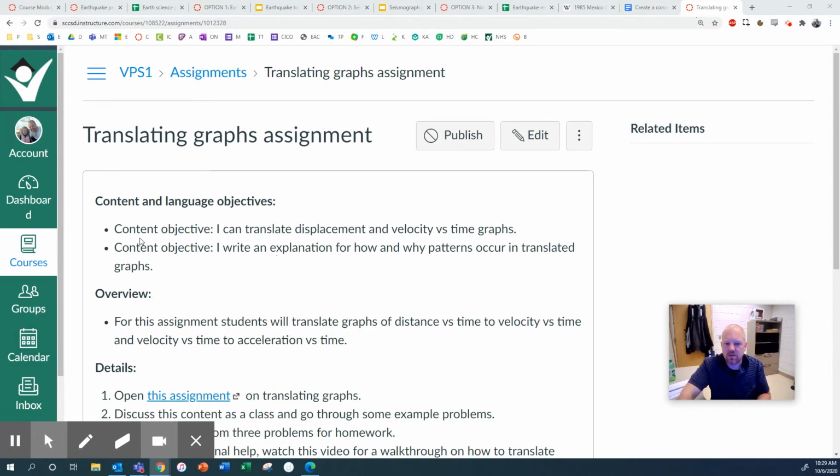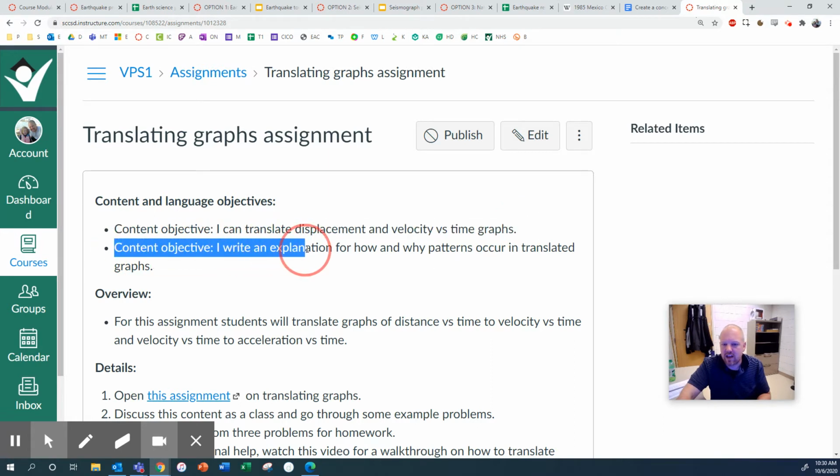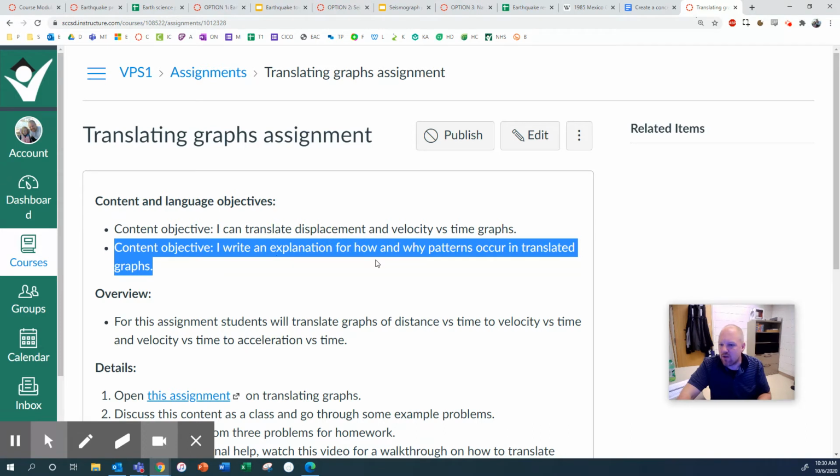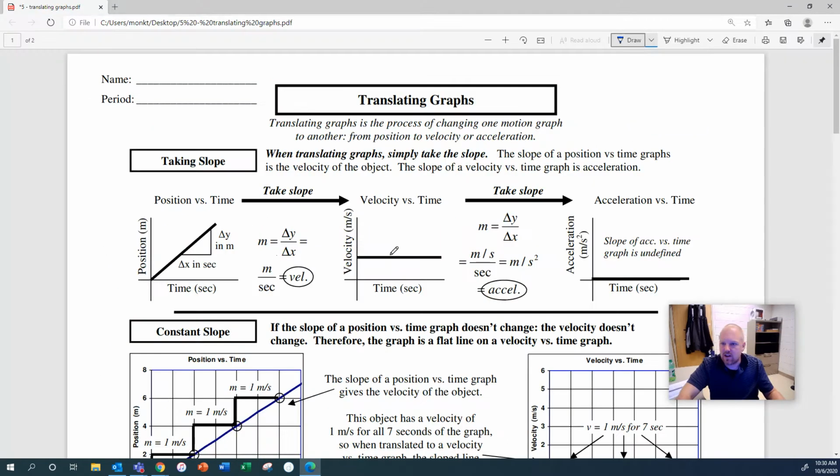So first of all, what are our content and language objectives? Our content objective is: I can translate displacement and velocity versus time graphs. Our language objective is: I can write an explanation for how and why patterns occur in translated graphs. So first off, what is translating graphs?